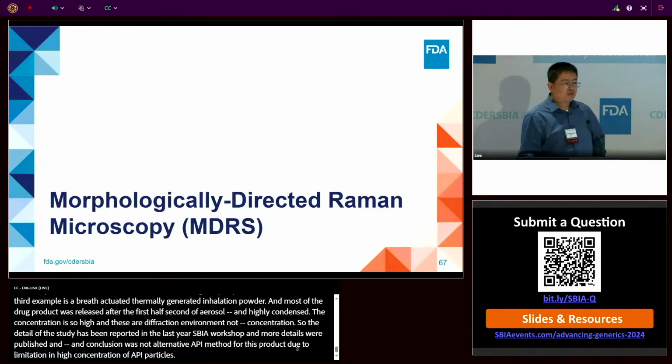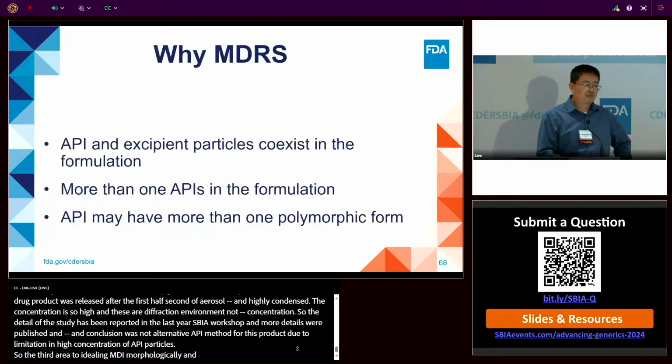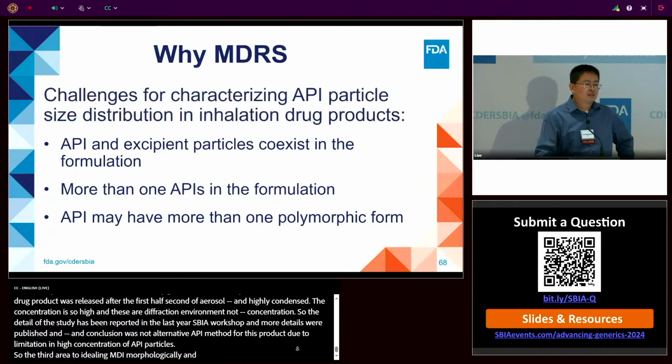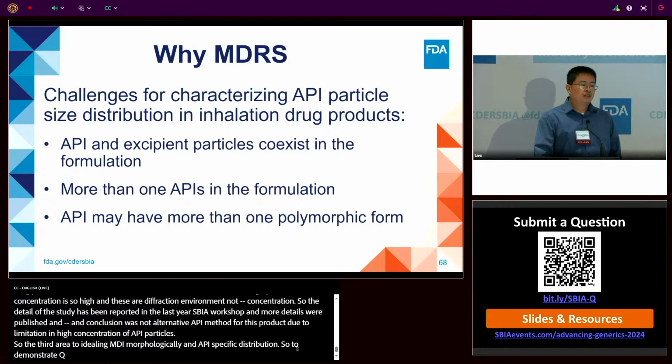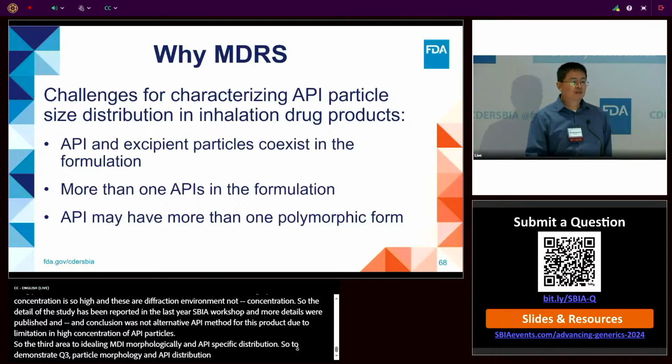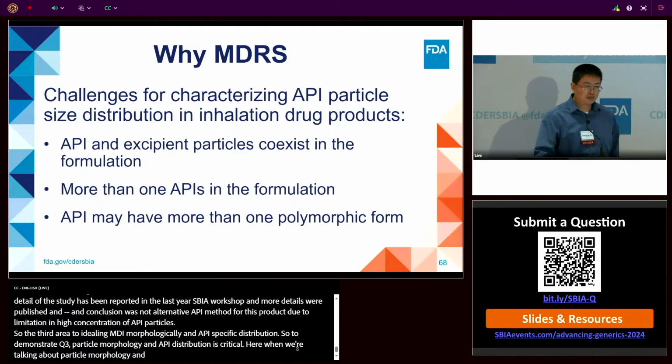So the third area I want to talk about is using MDRS, morphologically directed Raman spectroscopy, to characterize particle morphology and API-specific particle size distribution. To demonstrate Q3 sameness, the particle morphology and the API particle size distribution are critical. When we talk about particle morphology and particle size distribution, we're talking about the API, not the excipient.